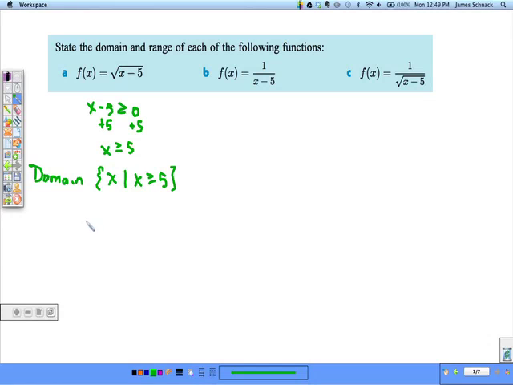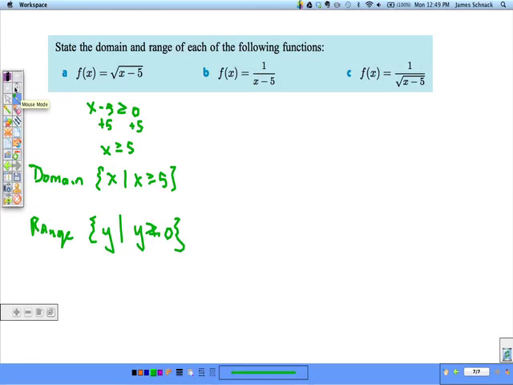And then, okay, square root. What kind of outputs do we get from this? We always get a positive output. Then we get 0. If x was 5, 5 minus 5 is 0, square root of 0 is 0. Our range is the set of y's such that y is greater than or equal to 0.